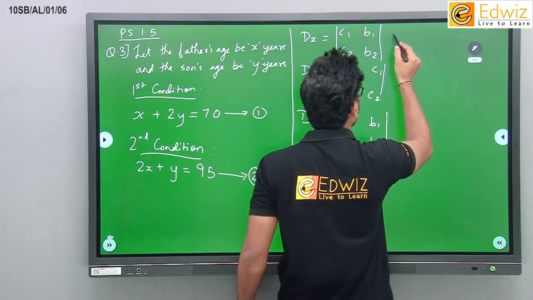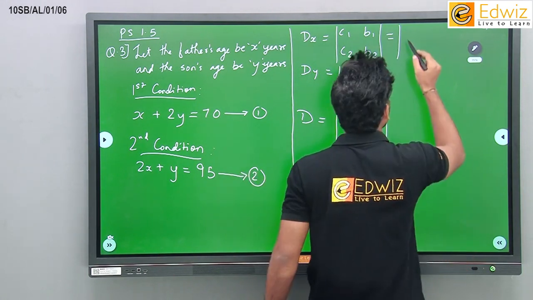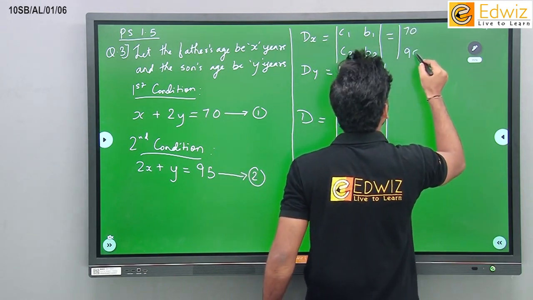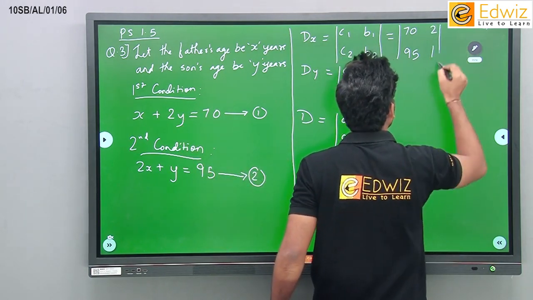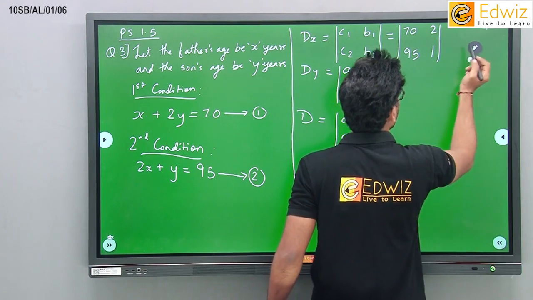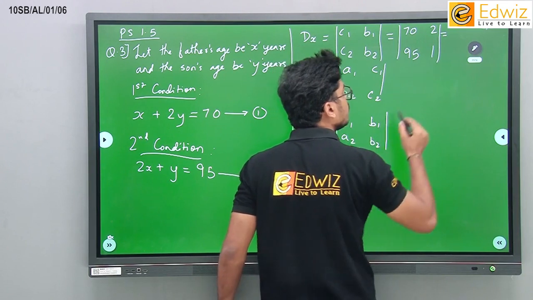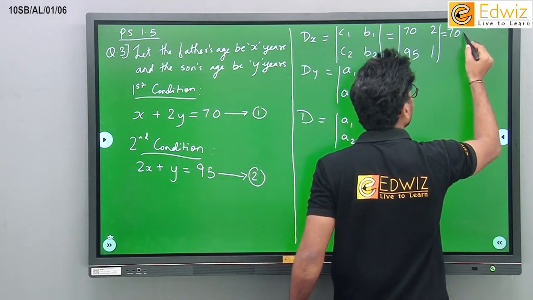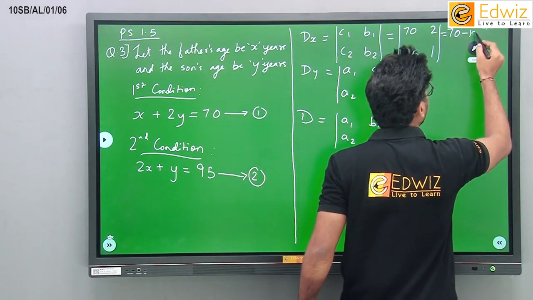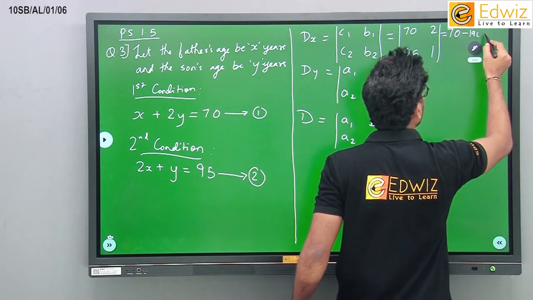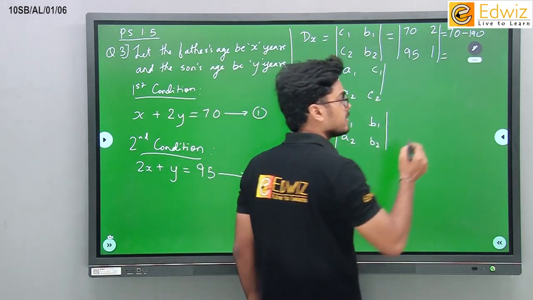So d of x or dx will be equal to determinant of C1 C2 is 70 and 95. B1 B2 is 2 and 1, coefficients of y. Correct? So this will be equal to 70 into 1 minus 95 into 2. That is 70 minus 95 into 2. It will be equal to 190. Okay, 70 minus 190. So this will be equal to minus 120.